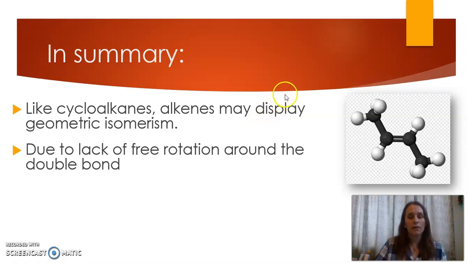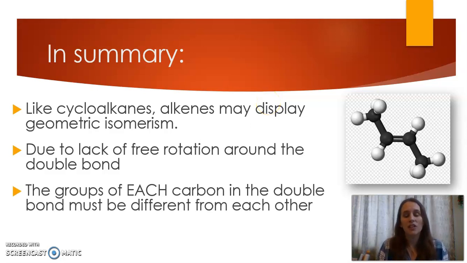This is due to the lack of free rotation around the double bond. So cycloalkanes lose free rotation because the ring locks. The double bond, due to the nature of the pi bonds that generate it, loses free rotation as well. And so if you're both on the same side of the double bond when the molecule is formed, you're staying on the same side together.